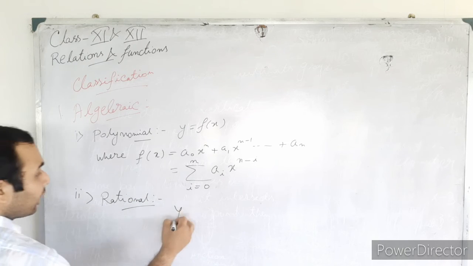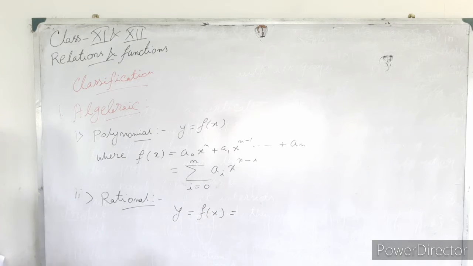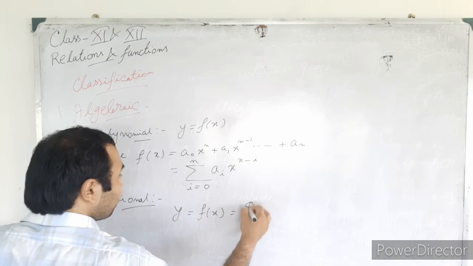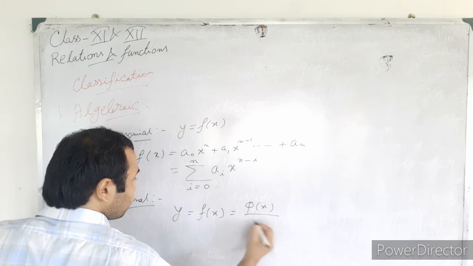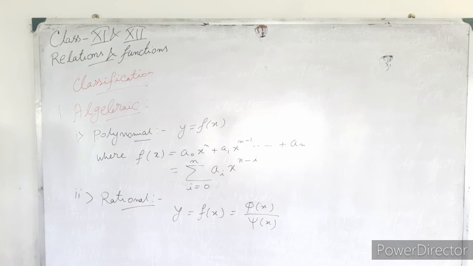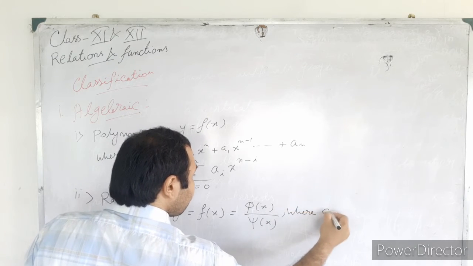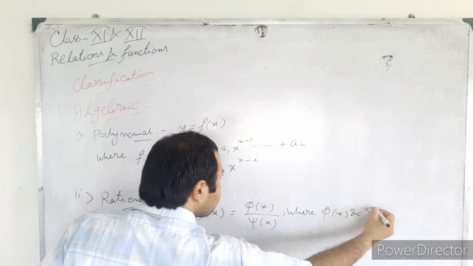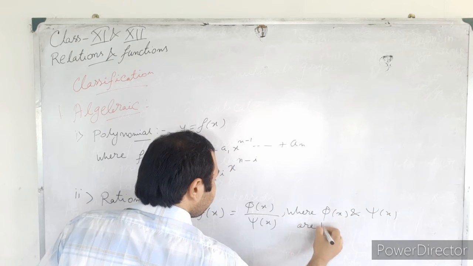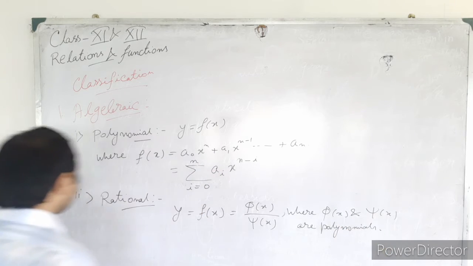Number 2, the rational function. It can be called y equals f(x), where f(x) can be represented as phi(x) by psi(x), that is the numerator and denominator. You know about rational numbers, like that only. So rational functions are those where phi(x) and psi(x) are polynomial functions, or polynomials, you can say.